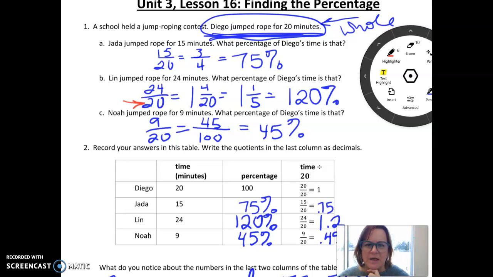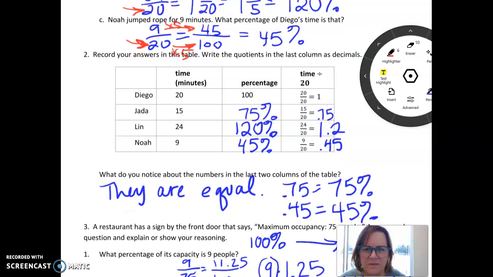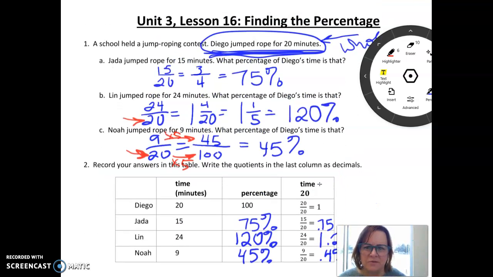Then Noah jumped for 9 minutes. And so Noah jumped 9/20ths. Again, we're using Diego's as our whole. So Noah jumped 9 out of those 20 minutes, which is the same as 45/100ths. So here's what I did, you guys, to turn this into a percentage. I did not use a calculator and divide here. I just knew that 20 times 5 is 100. So then I took 9 times 5 to get 45. And 45/100ths is 45%.